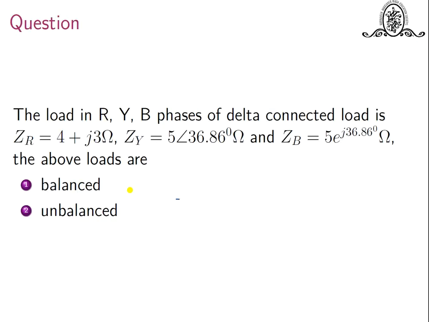Now this is an example for you. Let R, Y, B phases be a delta connected load. ZR phase load is 4 plus j3. ZY is equal to 5 at an angle of 36.86 and ZB is equal to 5 e raised to j 36.86. You have to recognize whether this load is balanced or unbalanced. Pause the video for some duration and answer this question.